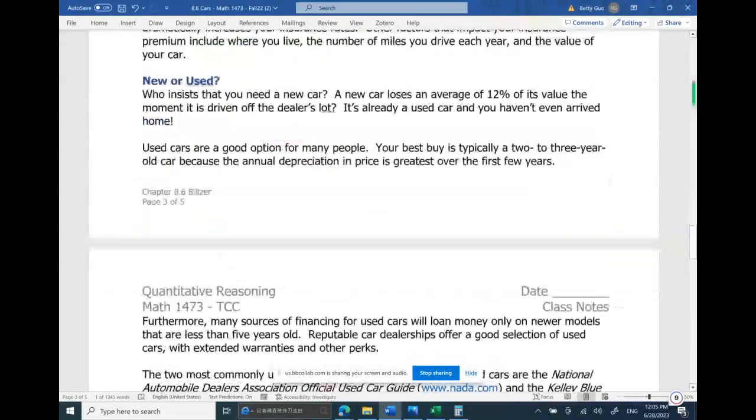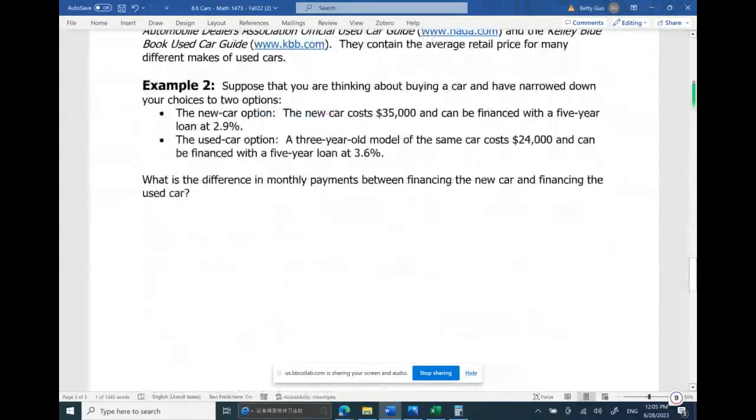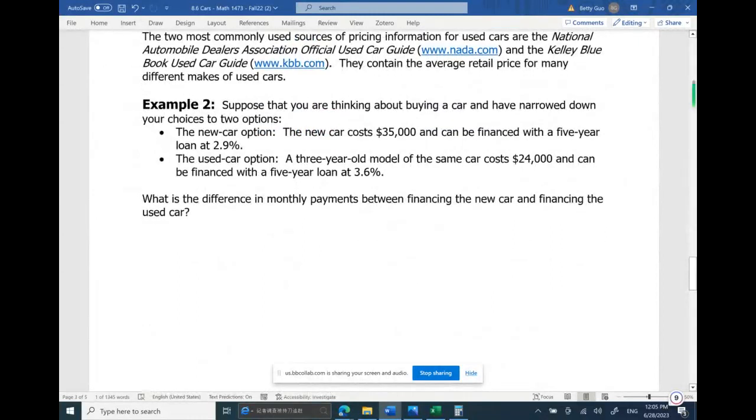And new or used, buying a new car or used car. There are pros and cons for each option. Read that information yourself. We focus on solving the math problems.